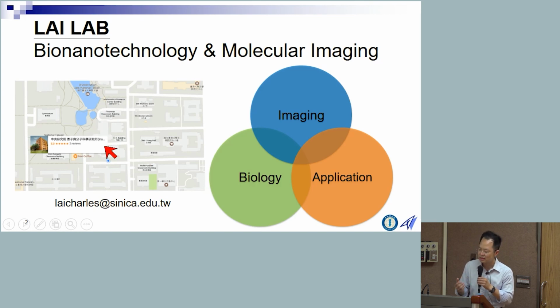And our lab is focused on bio-nanotechnology and molecular imaging. So we have 3 main aims. One is imaging, biology, and its applications. We try to fuse them to have a multidisciplinary approach to address biological phenomena.